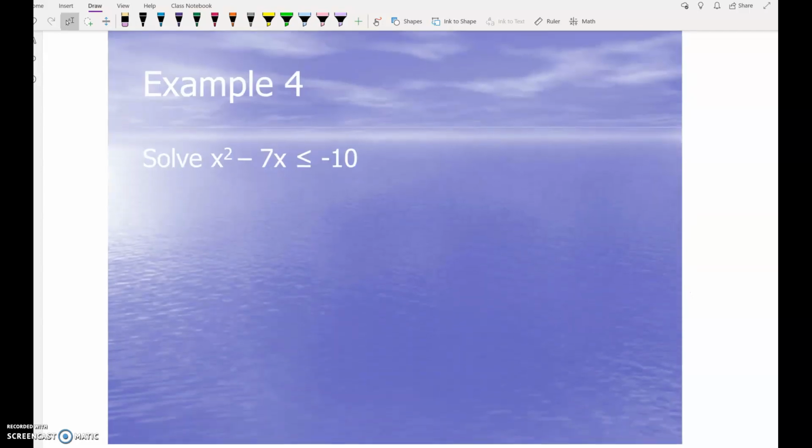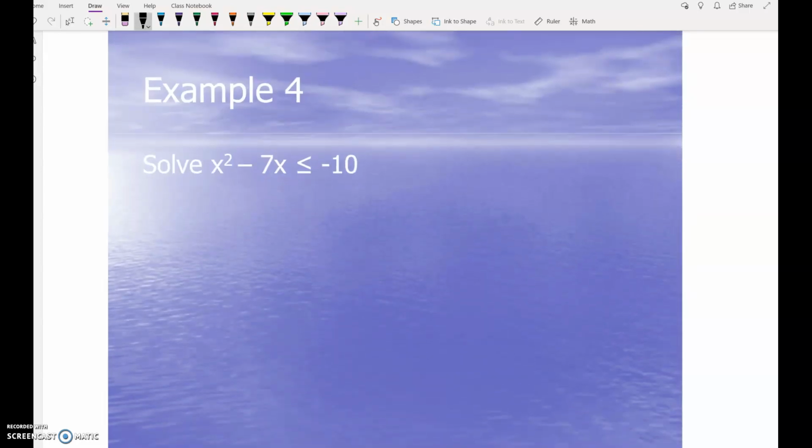Okay, here's one more quadratic. The first step we're going to do is to get 0 on one side. And I would like you to pause the video and try this one on your own. Factor and solve to get your critical numbers. Test around those critical numbers and see if you can figure out what the solution would be.